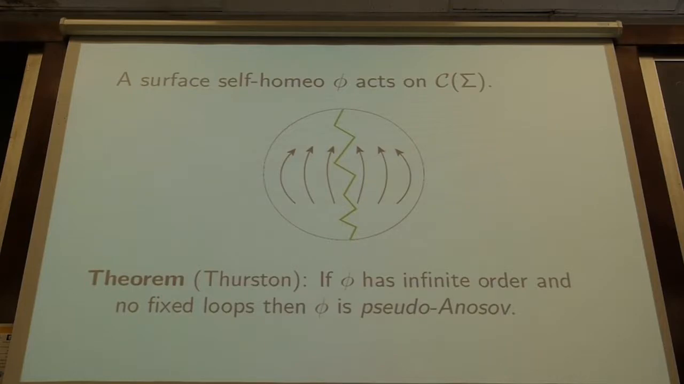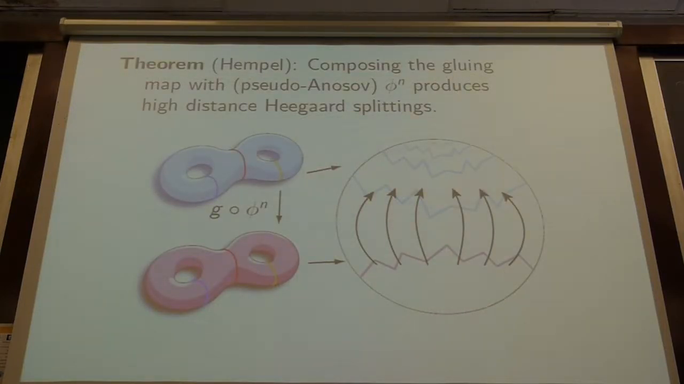Now if we start off with a Heegaard splitting, so we fix some Heegaard splitting for some three-manifold, we can cut the three-manifold along that Heegaard surface, and then we have some map from the boundary of one handlebody to the other, which would give us back that three-manifold. We can now compose that with our pseudo-Anosov, and that'll give us a new three-manifold with a new Heegaard splitting.